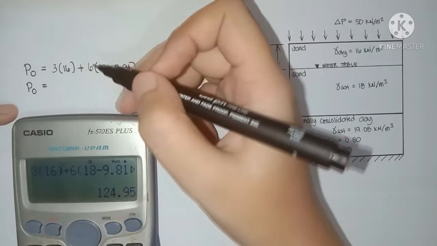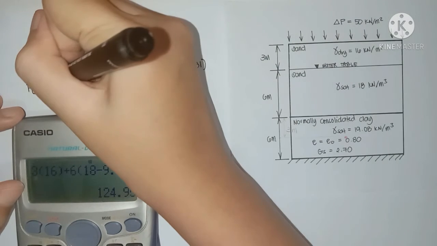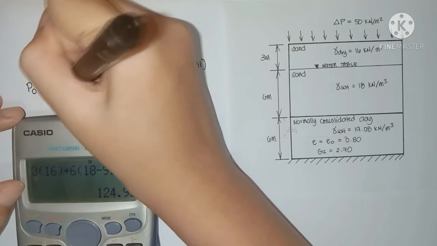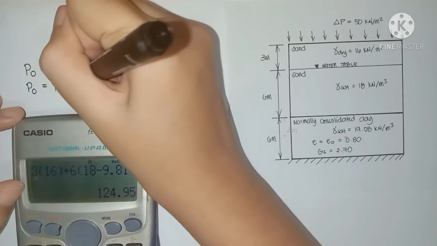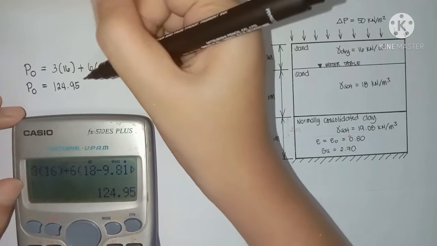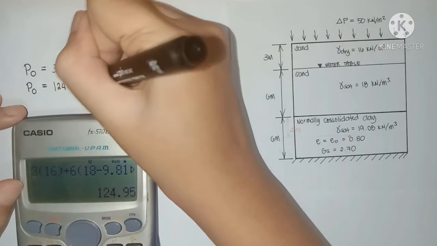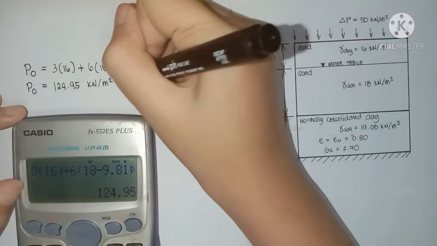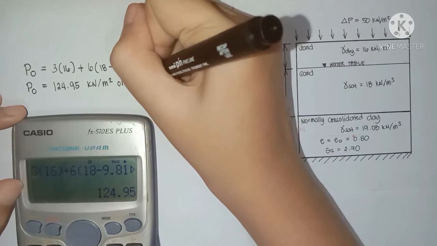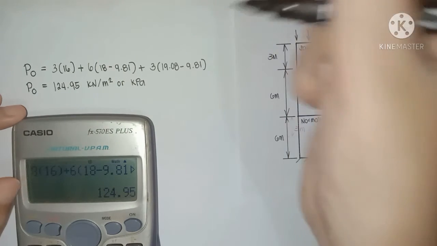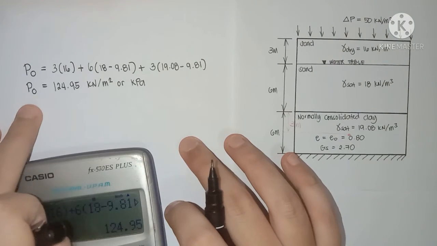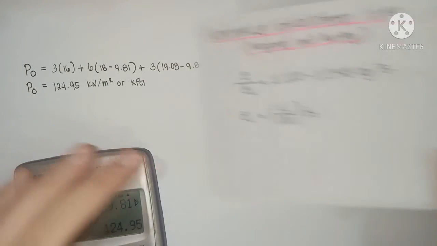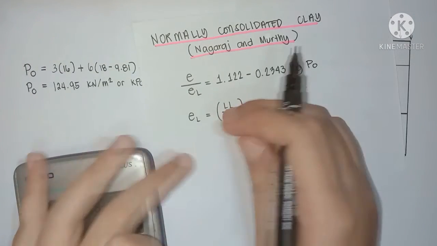So, Po natin ngayon is equal to 124.95 kilonewton per meter square or kPa. So, yun. May Po na tayo. So, pwede na natin ma-solve si eL.